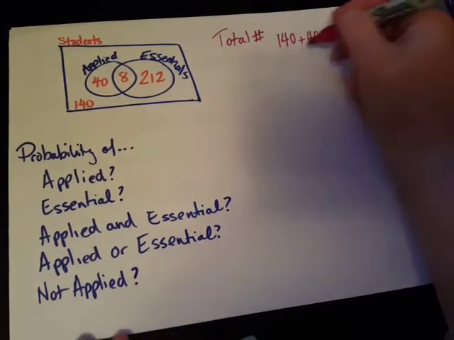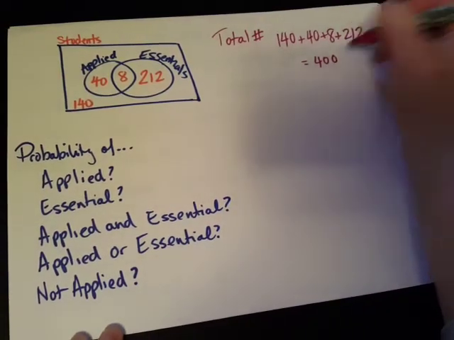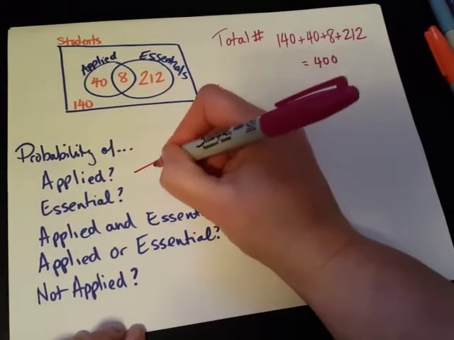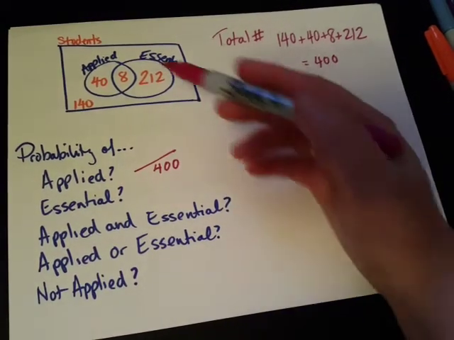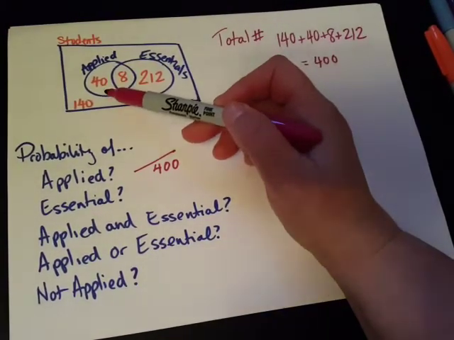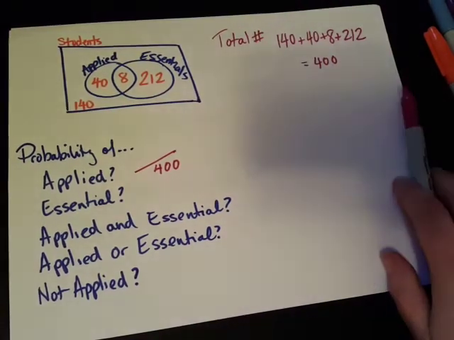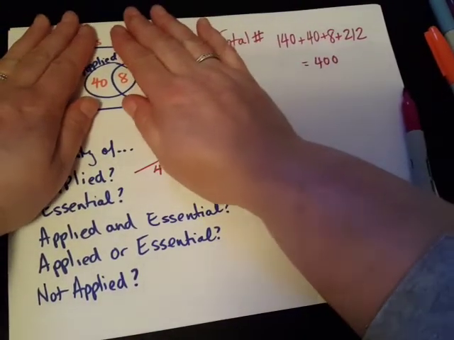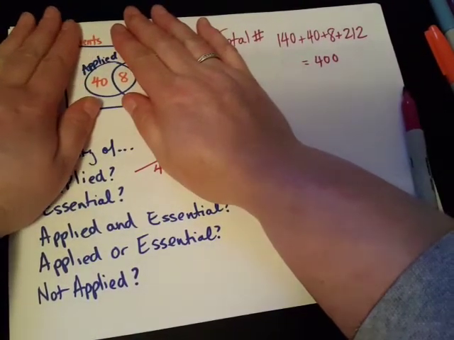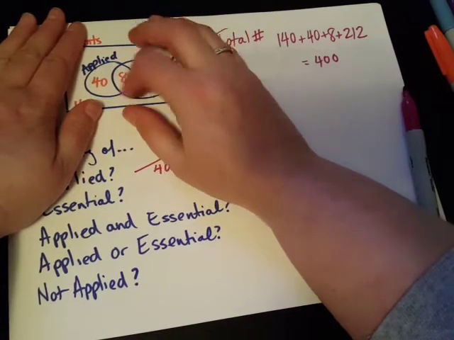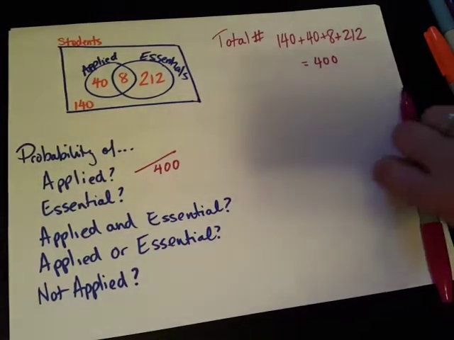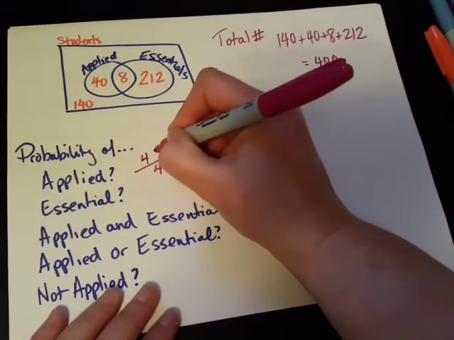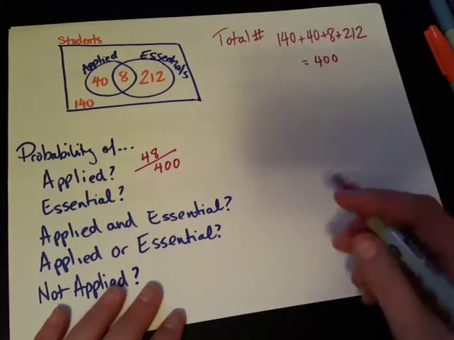Yeah, 400. So out of the 400 students, how many are taking applied? I know we want to jump right in and say 40, but realistically, we're looking at this whole group being applied students. All of those students are taking applied. So it's 40 plus 8, so 48 students are taking applied.